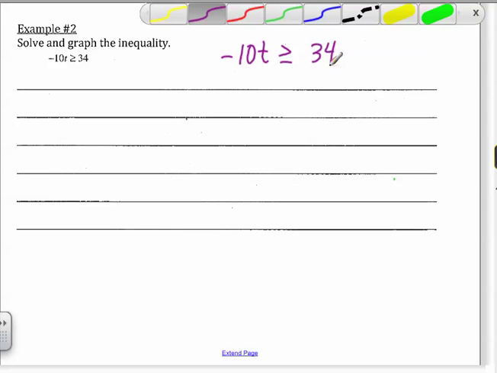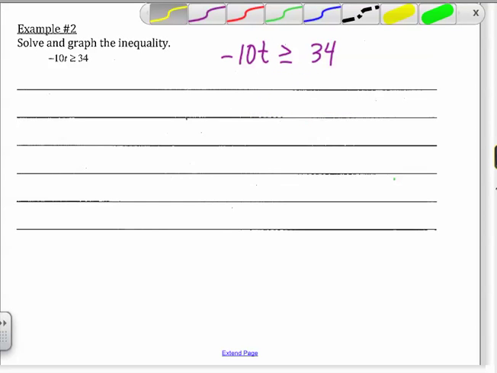All right, Fritz, it says solve, and solve always means get the variable by itself. But negative 10 is with the variable right now. What should I do? You know what? If I subtracted 34 from both sides, then I would just have negative 10t minus 34, because I can't put them together, is greater than or equal to 0. And that doesn't get me anywhere, does it?